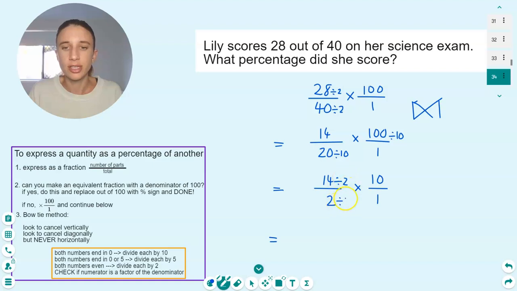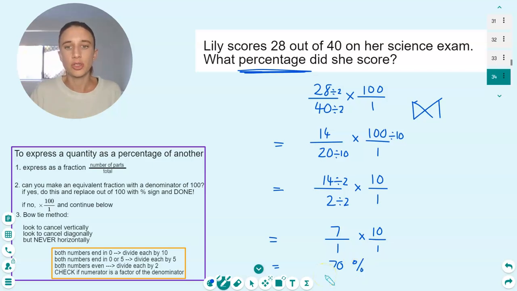I'm a bit half asleep today. 14 divided by 2 is 7. 2 divided by 2 is 1. And then numerator times numerator, 7 times 10 is 70 over 1, which we don't need to write. And just check you've answered the question. They're saying what percentage? We've got to put that percent sign. So Lily scored 70% on her exam. And that's not too bad at all.